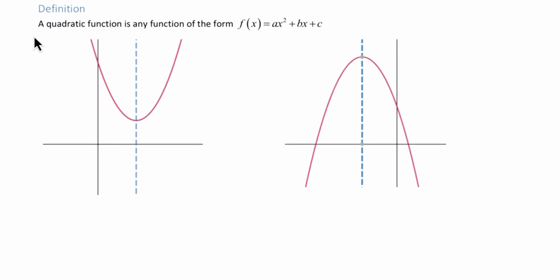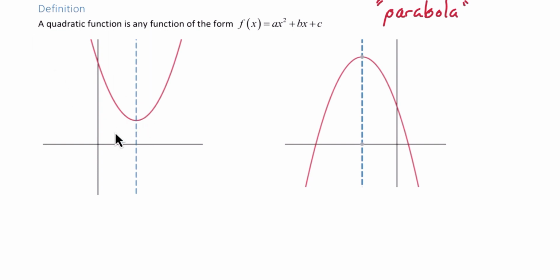A quadratic function is any function of the form f of x equals ax squared plus bx plus c. Quadratics will always look like a parabola, sort of a U shape. And there's two different ones.